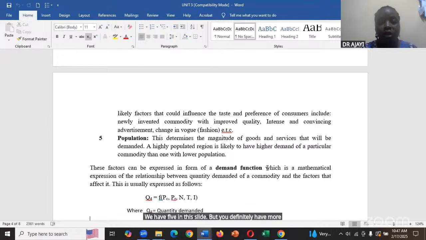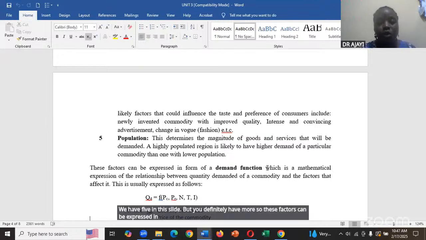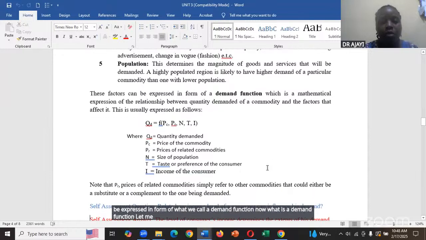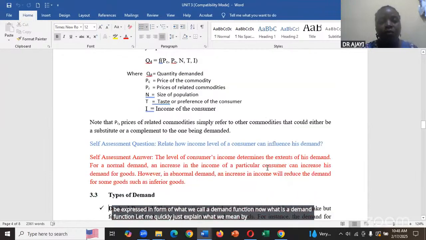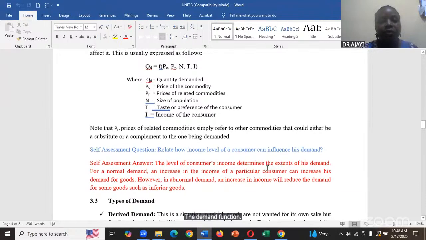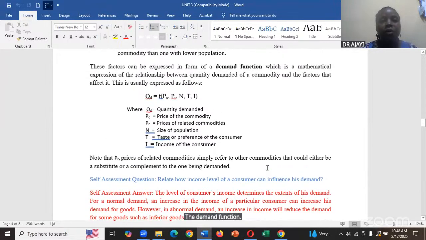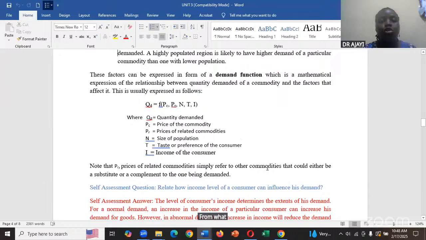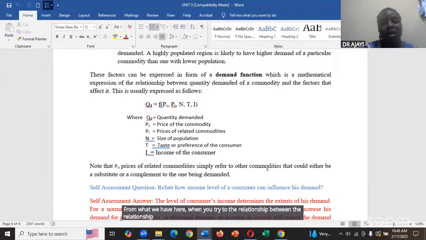So these factors can be expressed in form of what we call a demand function. Now, what is a demand function? Let me quickly explain what we mean by a demand function. When you try to show the relationship between the quantity demanded and the factors that influence it, and you show it in a mathematical form or in a model form, that is what we refer to as a demand function.